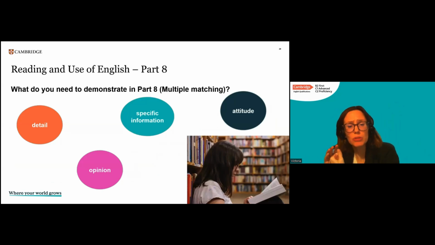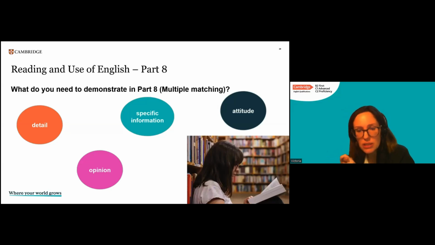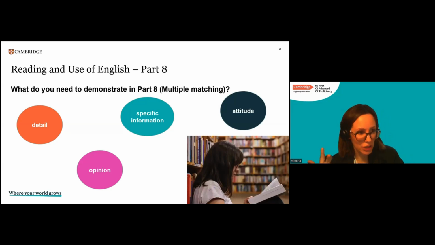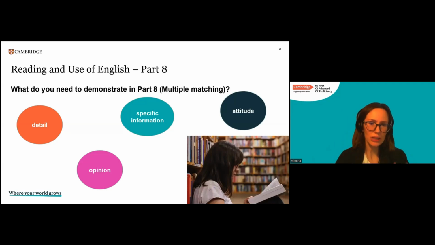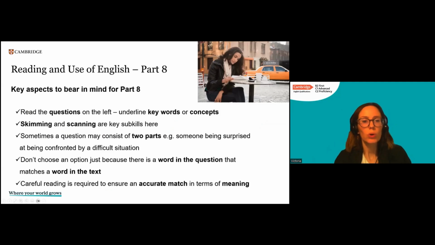What do you need to demonstrate in part 8, which is the multiple matching? Well, we are looking at detail, opinion, specific information, and attitude. So these are the main testing objectives of this part 8. So what should we bear in mind for this part of the exam?